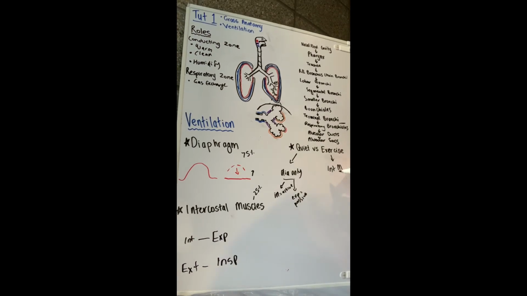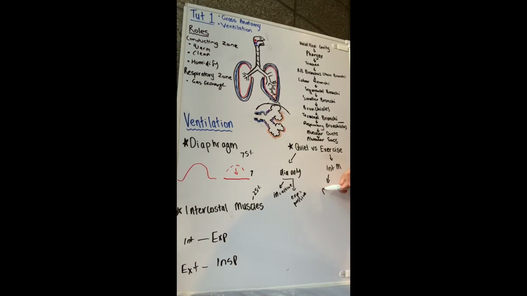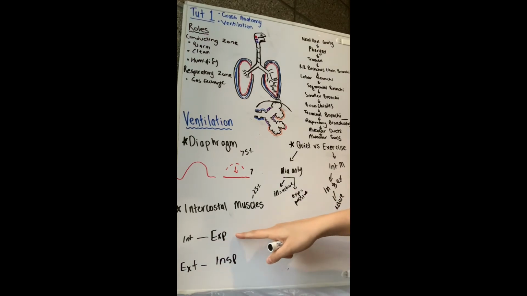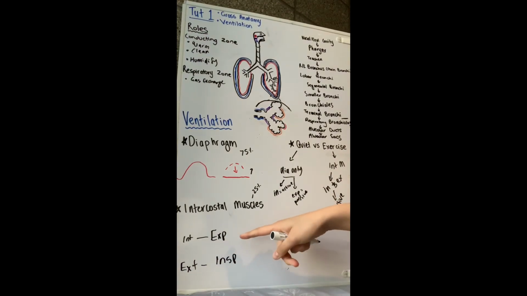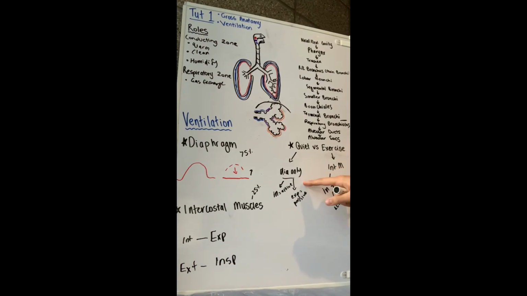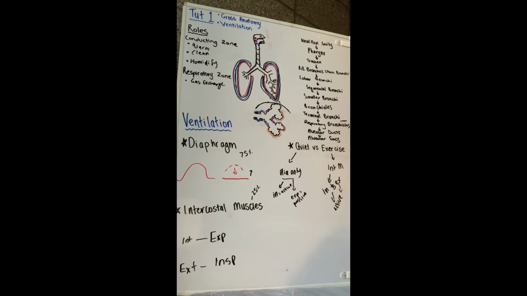Then exercise, inspiration and expiration is active. And that's because you have both of these muscles working. So that expiration is caused by these internal, which is why expiration is active when you're exercising, but it's not in your quiet breathing. And then you have that external intercostals to help with the inspiration, so cause even more air to get into the lung.